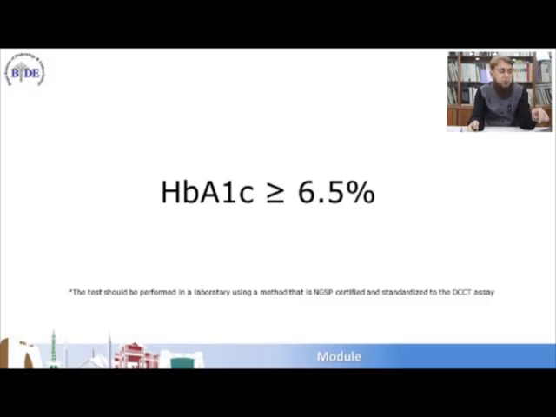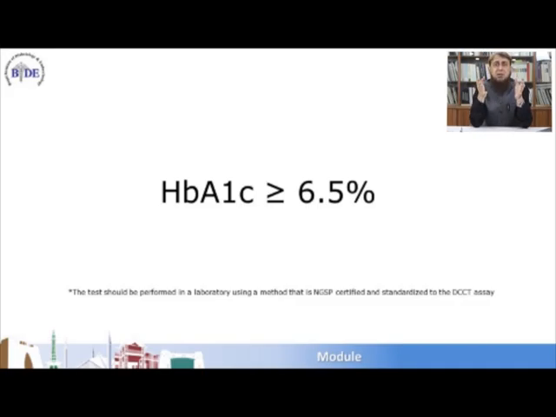HbA1c, as I told you, is also taken as a diagnostic tool, and nowadays more so because of its convenience: a fasting state is not required, and if the level is equal to or more than 6.5%, then it will be considered as diabetic.